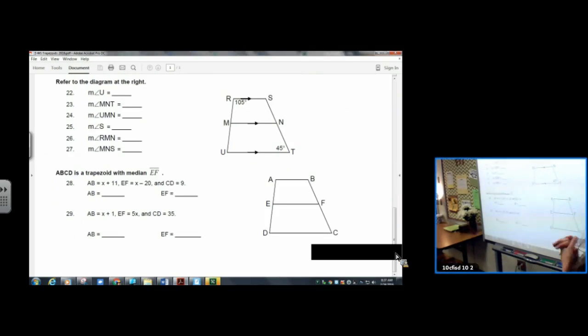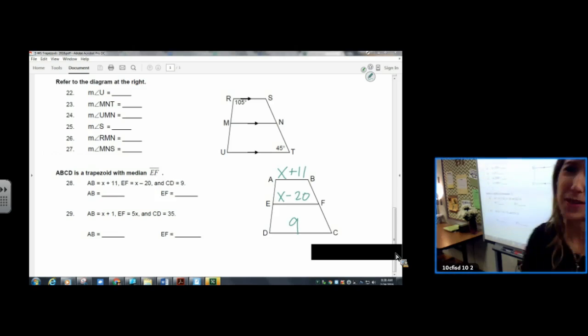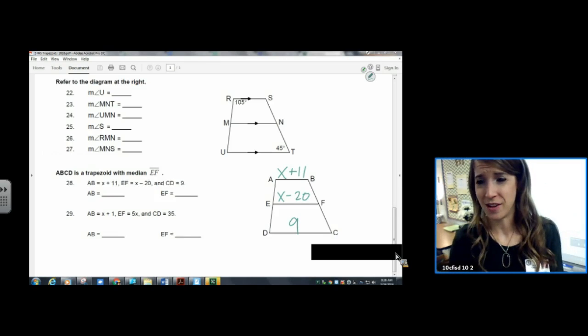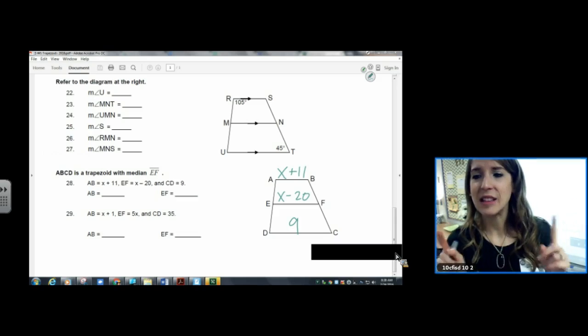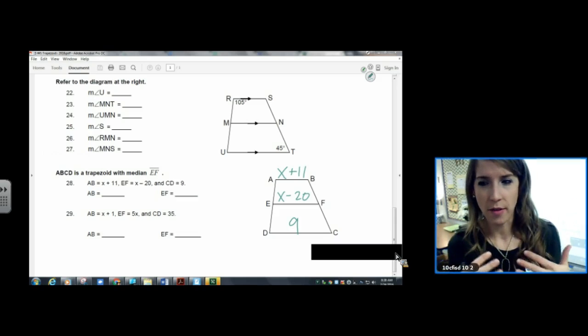Number 28, AB is 11 plus X, EF is X minus 20, and CD is 9. What really bothers me about this problem is that it's not drawn to scale. They messed up the drawing of that trapezoid, because AB is going to end up being longer than CD, and that really bothers me, but who cares?